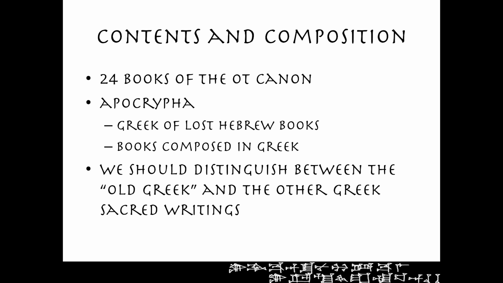We should be careful to distinguish between the Old Greek, the original translation of the Septuagint, and the other Greek sacred writings, the later recensions. We need to be careful not to lump all of those things together. Now, of course, we do, practically speaking, because we'll say, what does the MT say? What does the Septuagint say? And so generally speaking, that's going to happen and that's fine. But when you're trying to be precise, make sure you distinguish between this is the Old Greek and this is the recension of Symmachus or something.